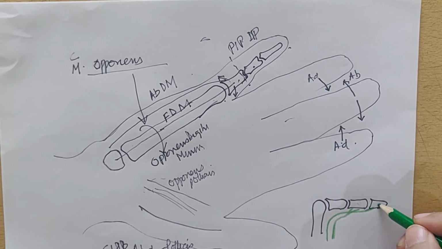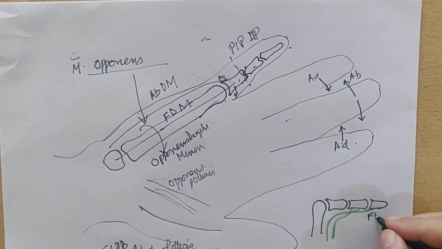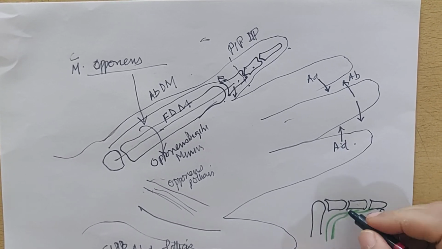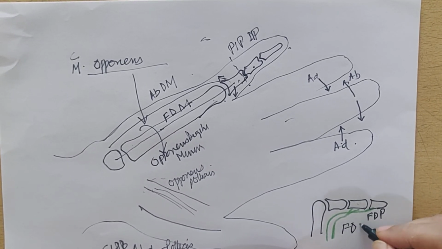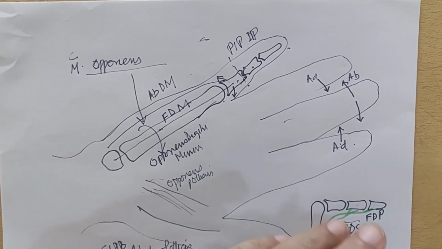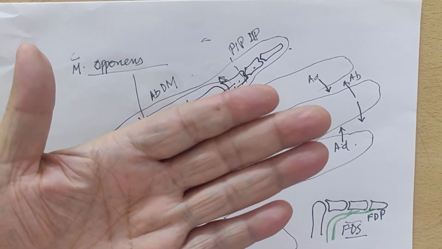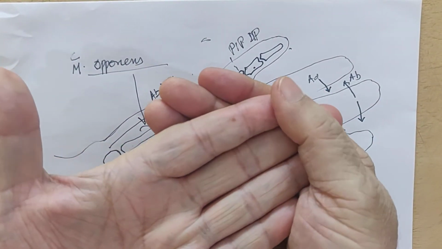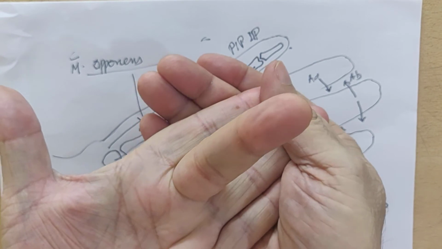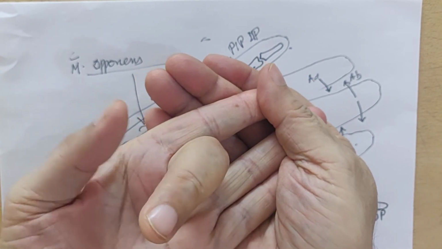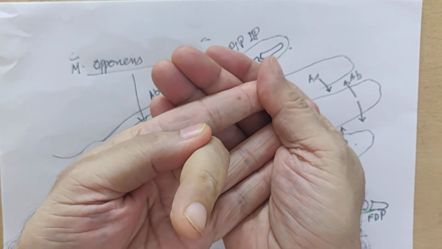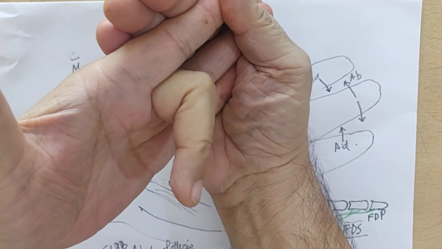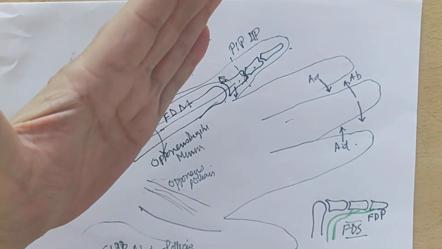Therefore, the flexion of the distal phalanx is produced by the flexor digitorum profundus, and of the PIP joint is produced by FDS, flexor digitorum superficialis. So if you want to test the flexor digitorum superficialis, you arrest the distal interphalangeal joint, then you will not be able to flex that joint, and you can get flexion at the PIP joint only.